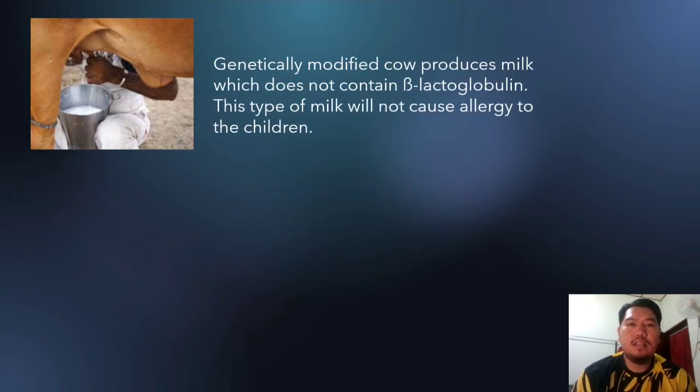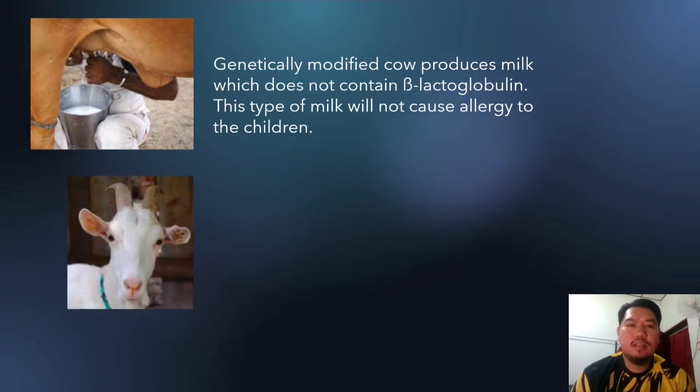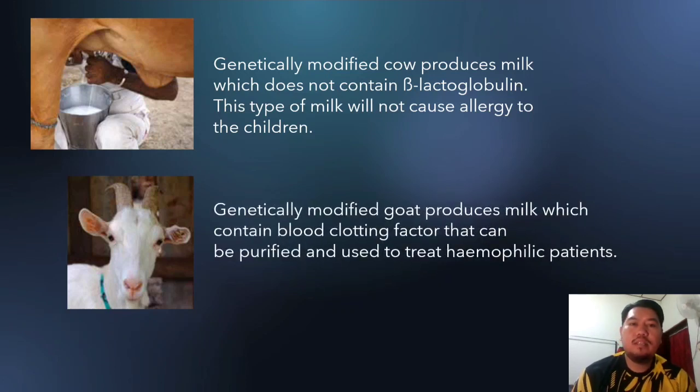Okay, this genetically modified cow produces milk which does not contain beta-lactoglobulin. This type of milk will not cause allergy to children. Okay, next, genetically modified goat. The genetically modified goat produces milk which contains blood clotting factor that can be purified and used to treat hemophilic patients.